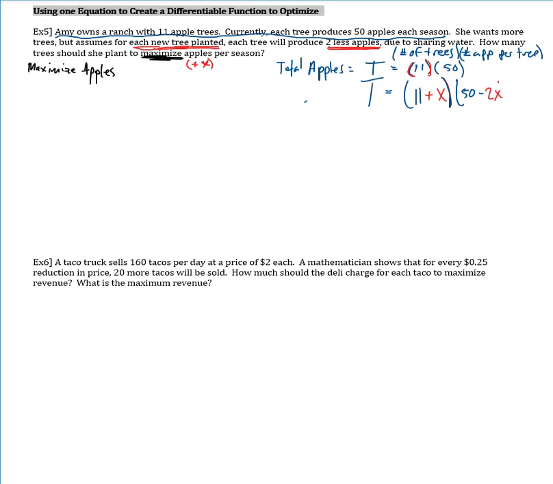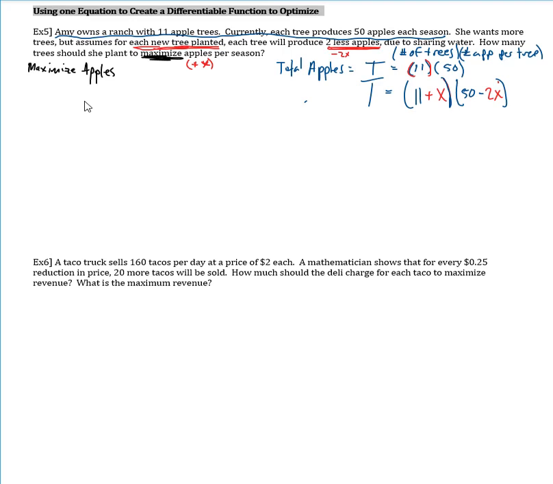For each tree added, if we have one tree added, it would be 12 trees and then we would have 48 apples. Adding another tree would be 13 trees, minus 4 apples, would be 46. So we can check it in our head as we go. The 2 less apples was minus 2x, and we're making sure we attached it to the correct set of parentheses: the trees in the first one, the number of apples in the second one. So that looks like our total equation.